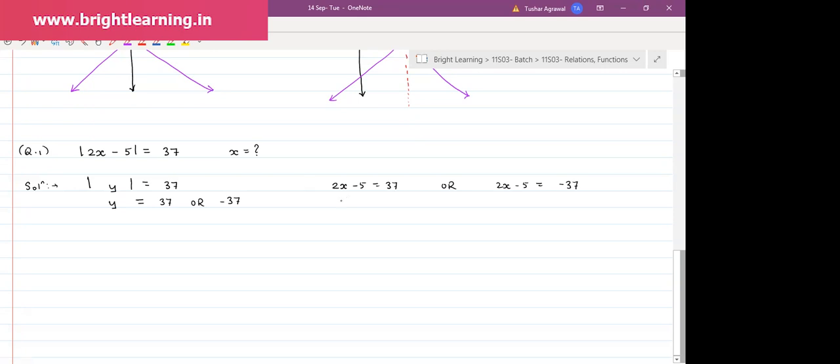Solve these two equations, you get x is equal to 37 plus 5, 42. 42 upon 2 is 21, or x is equal to negative 37 plus 5. Negative 37 plus 5 is negative 32, and negative 32 upon 2 is negative 16. What Dhananjay did was he calculated 21 and for the second part, without calculating, he just directly wrote minus 21. x is either 21 or x is equal to negative 16. Clear? Yes, sir. Okay.